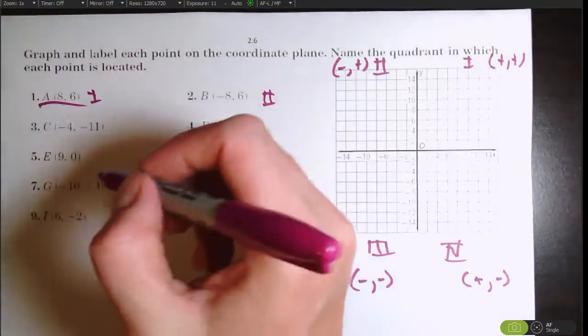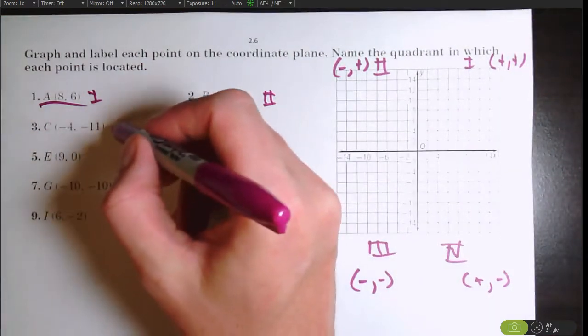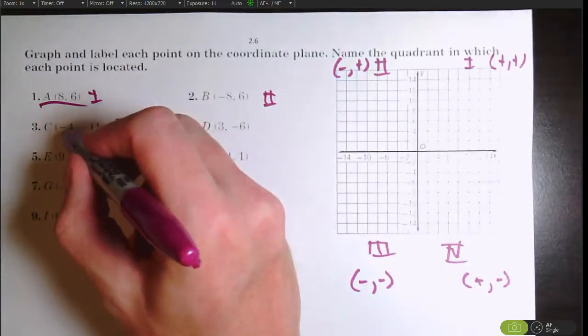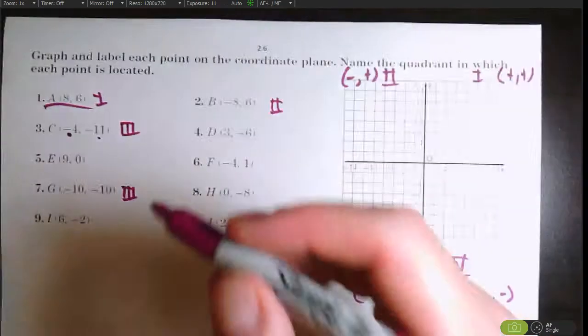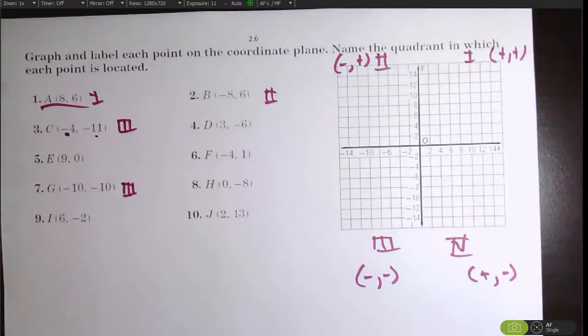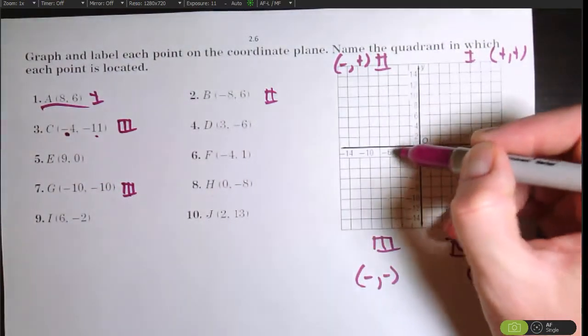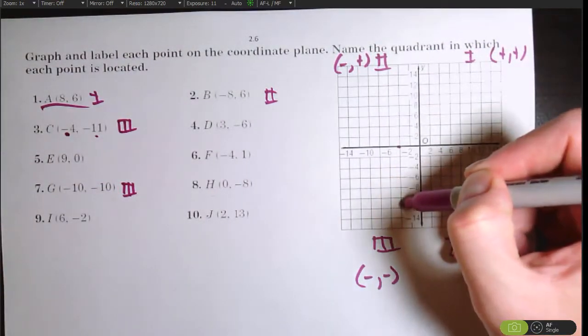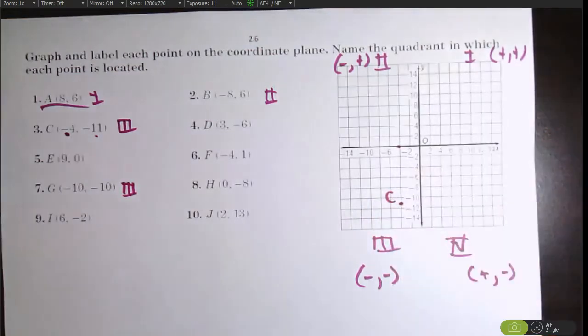So like number 3 is at -4, -11. So that's the third quadrant because I've gone left 4, down 11. Because what negative means is just left for negative x, down for negative y. So left 4, down 11, right there, point C.